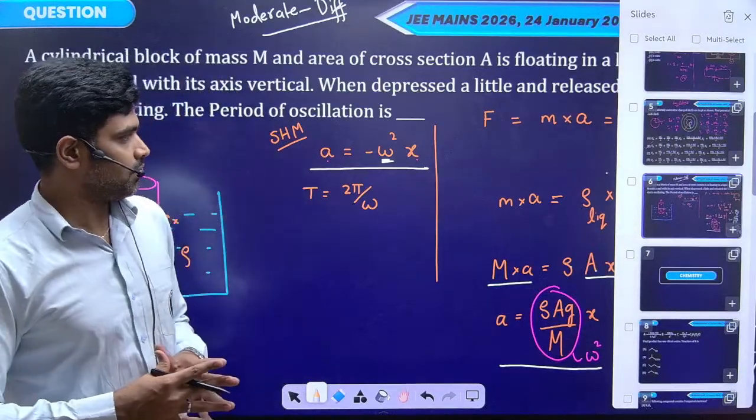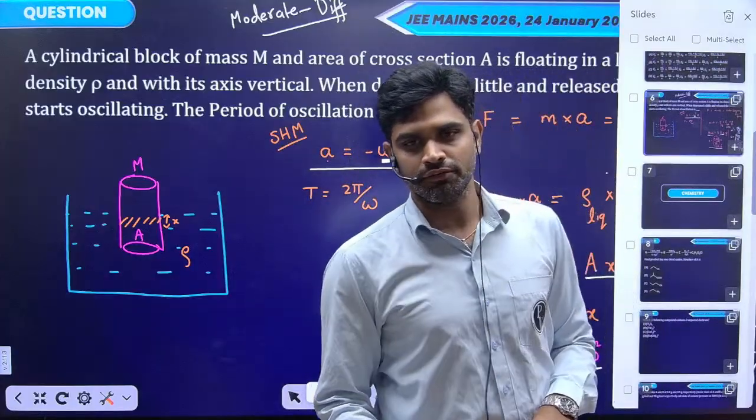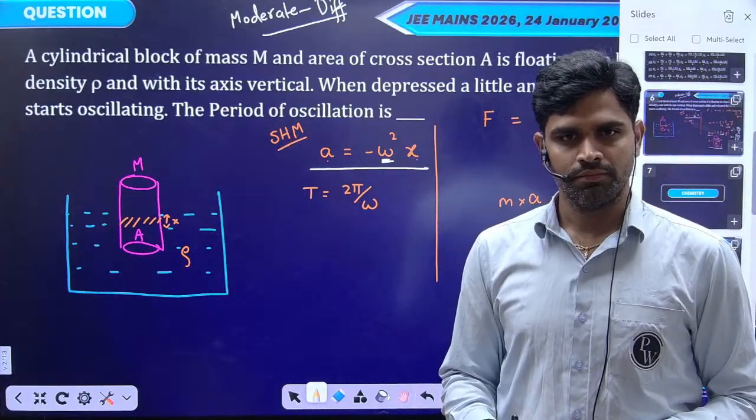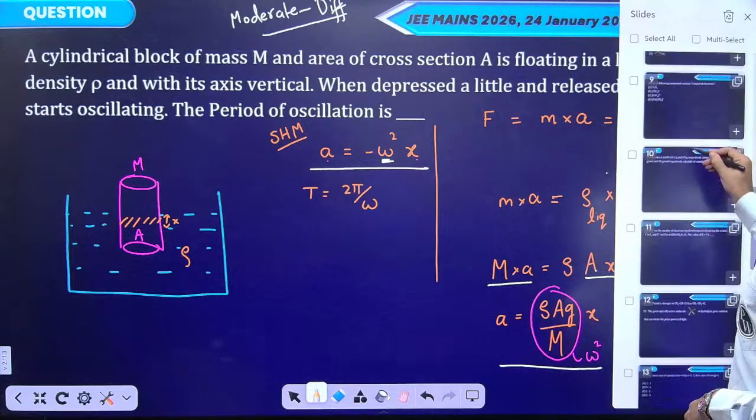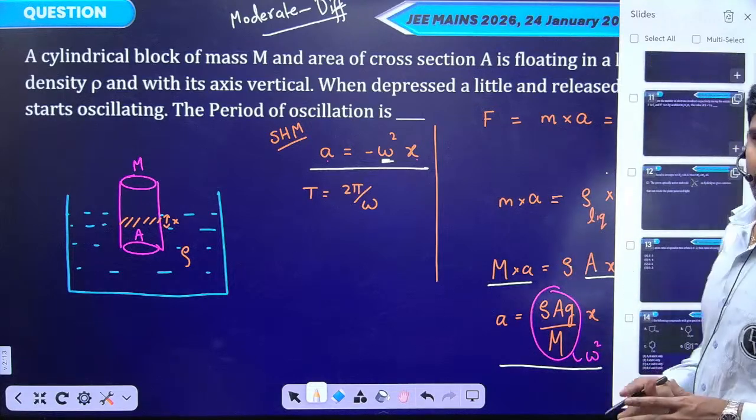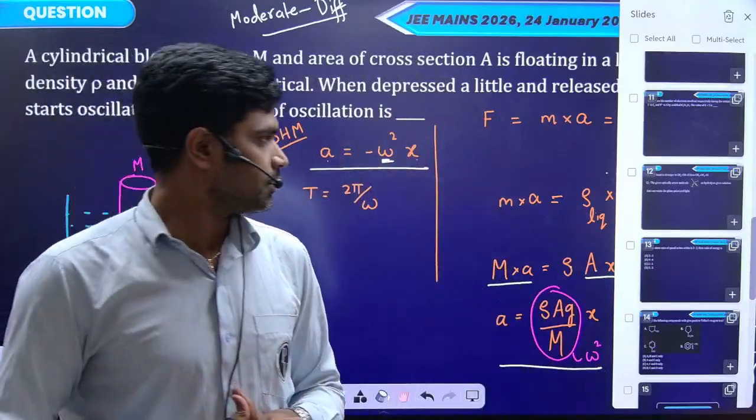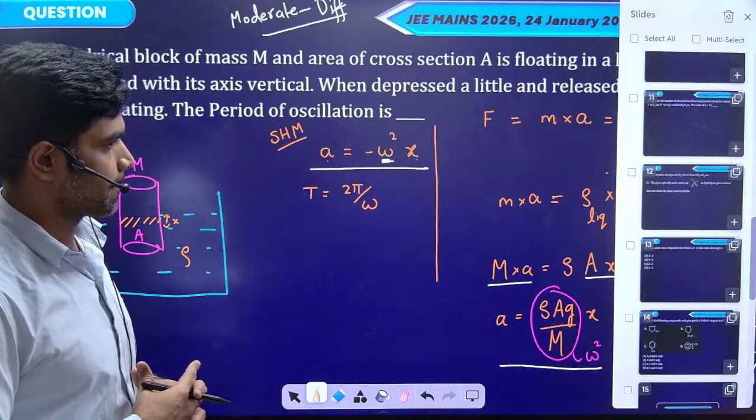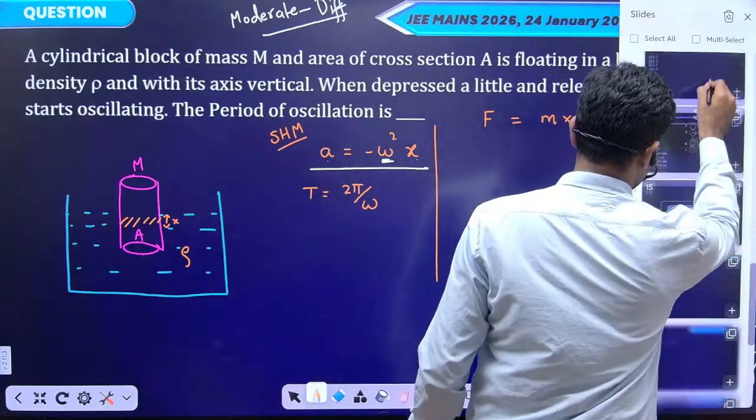So meanwhile, we can discuss other subjects, chemistry and maths. To discuss maths, Santosh sir will be taking over shortly. Right. Let me arrange the maths.